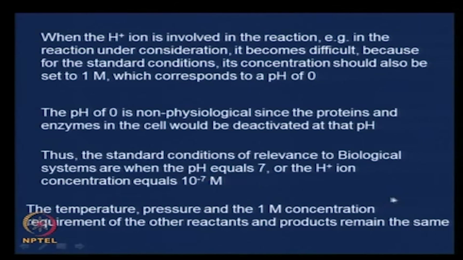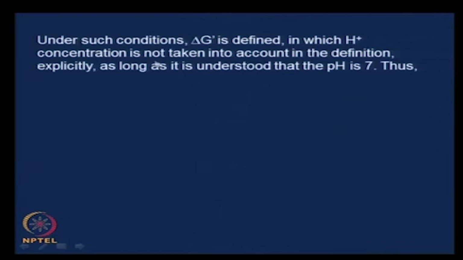Therefore, this and the hydrogen ion concentration being 10 power minus 7 molar is the set of standard conditions for biological reactions, which is different from the standard conditions for normal reactions, and therefore we use a different terminology also. Before that I should say that under such conditions delta G dash, this is the different terminology that I am talking about, is defined. Instead of delta G naught we use a delta G dash.